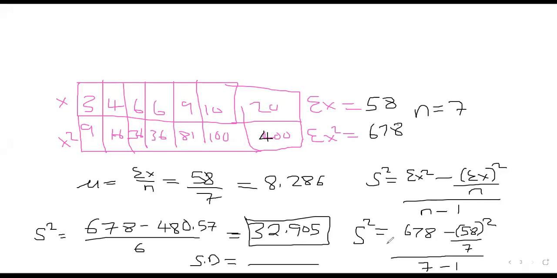What is the square root of 32.905? 5.73. All right. So how do we find the coefficient of variation? Standard deviation over the mean times 100.